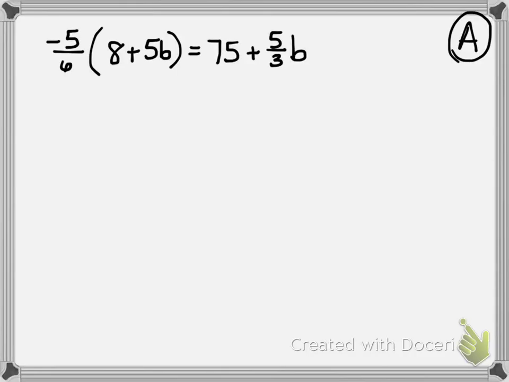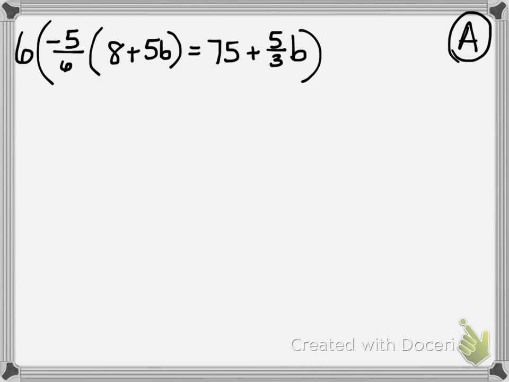So we're looking at problem A: negative 5/6 times (8 + 5b) equals 75 plus 5/3 b. If you picked this problem as one of your more difficult problems, it was most likely due to those fractions. We can get rid of those fractions by multiplying on each side. We normally look at the one that has the largest denominator to get rid of. So I can take this whole equation and multiply it by 6, and that's going to help me get rid of those fractions.